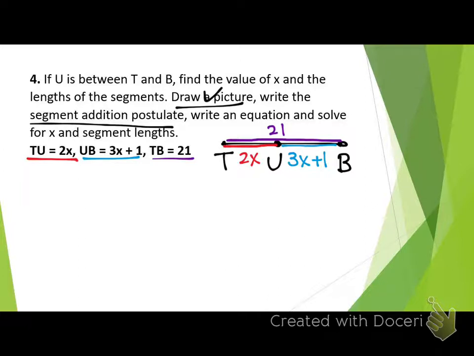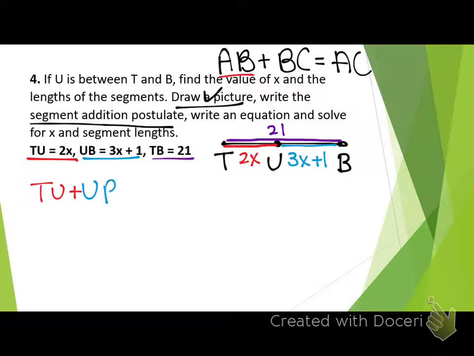The segment addition postulate was the length of AB plus the length of BC equals the length of AC. But we don't have those letters, do we? So instead of AB, what will we write? TU plus UB. Correct. TU plus UB equals TB.